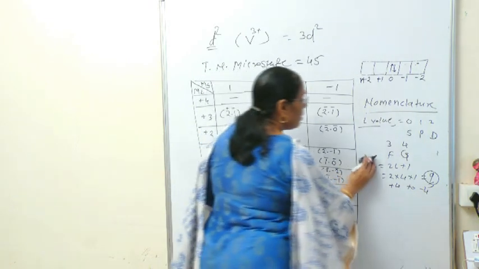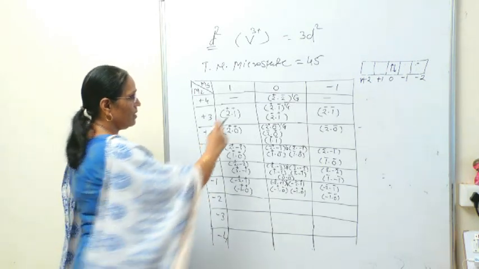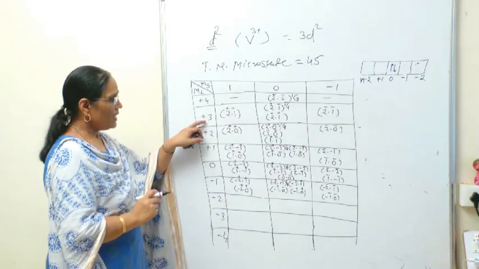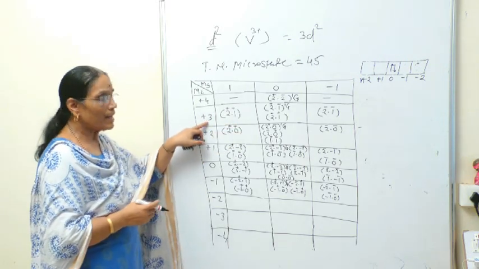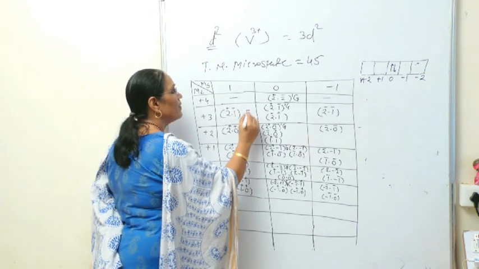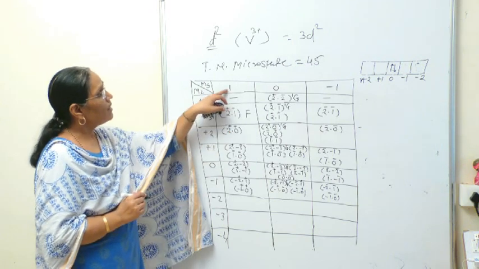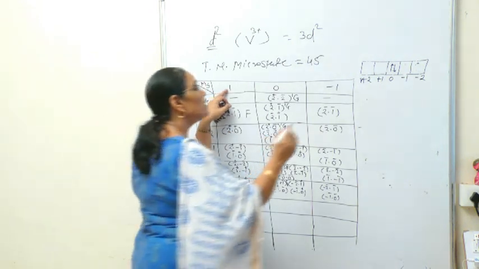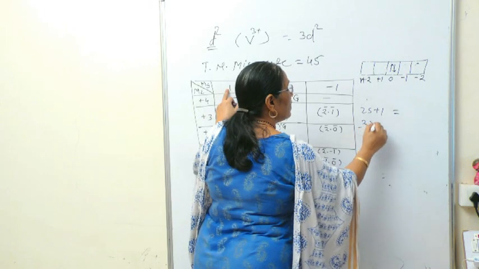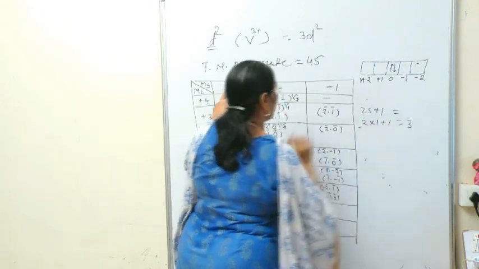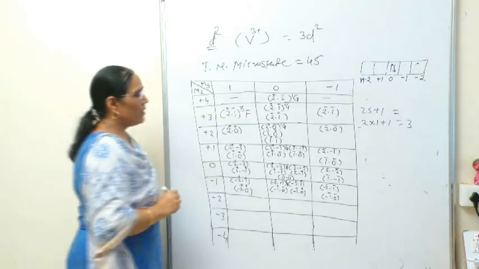Then we come to the next microstate for nomenclature, and the next microstate is this one. For this microstate, the L value is 3, and we have seen that when L is 3, the term symbol is F. Now for this microstate, the total spin is 1. So the spin multiplicity will be 2 into 1 plus 1, that is 3. So the spin multiplicity of the F term is 3.